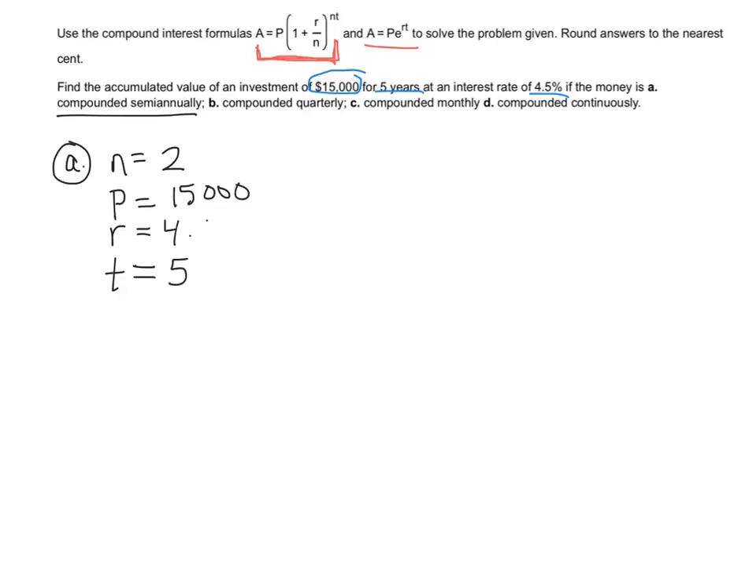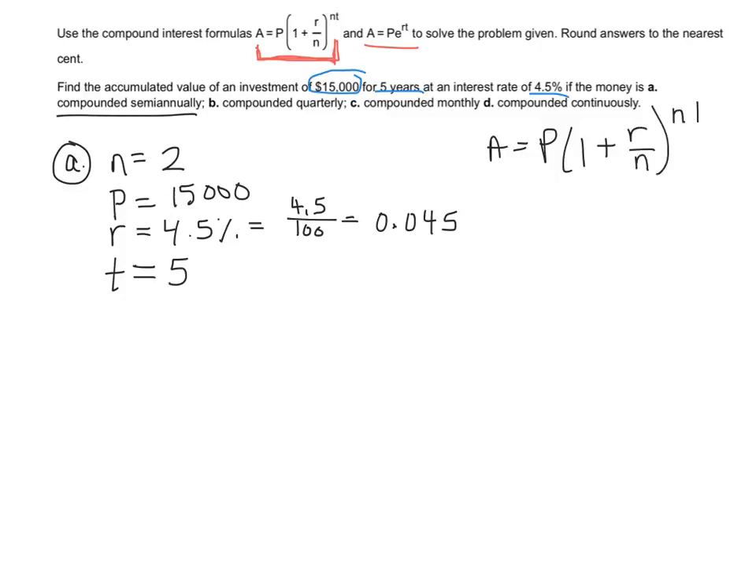So R is 4.5%. Now in order to plug R into the equation, we have to convert the percentage to a decimal. So in order to convert percentages to decimals, you just take the percent, 4.5, and divide it by 100. So we get a decimal value of 0.045. Now we're going to take all these values and plug them into our formula. A equals P times (1 plus R over N) to the NT power. And A is what we're solving for.